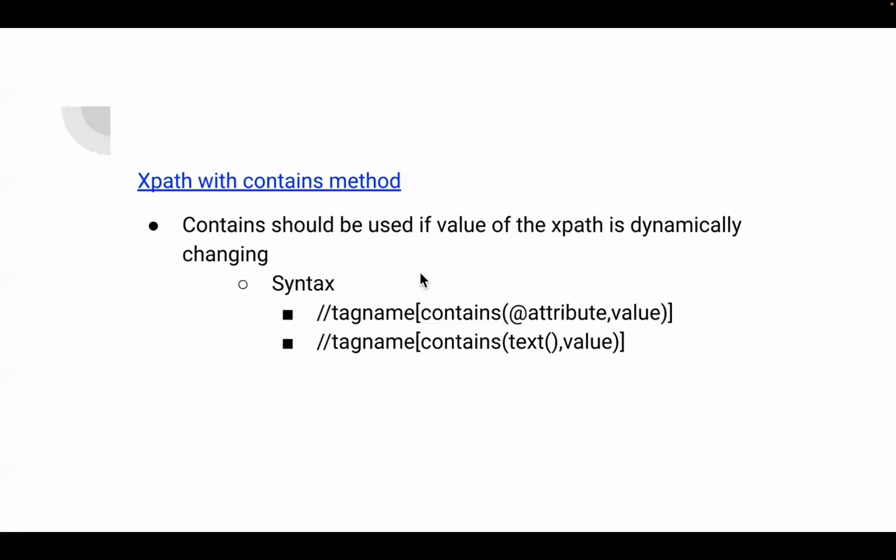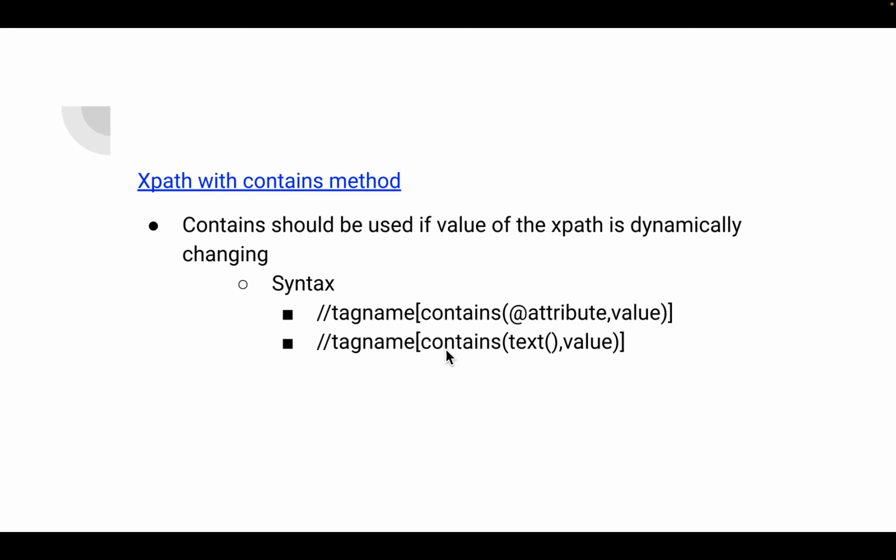So we should be using the contains method if the value of the XPath is dynamically changing. The syntax of the contains method is that we use the tag name, and then we use the contains method, and then we pass the attribute. The attribute can be ID, name, class, etc., and also the respective value for the attribute.